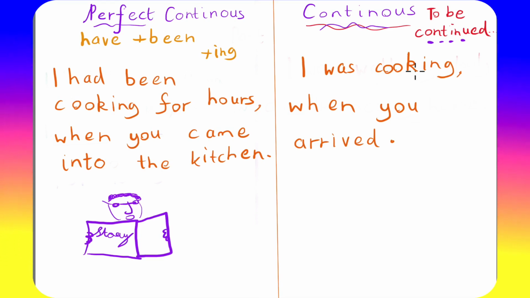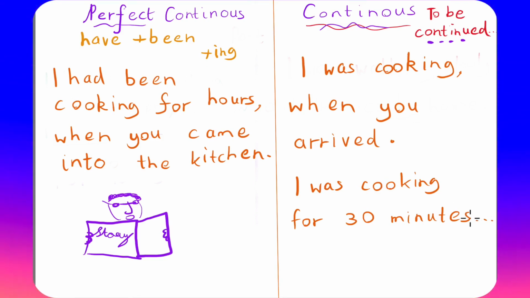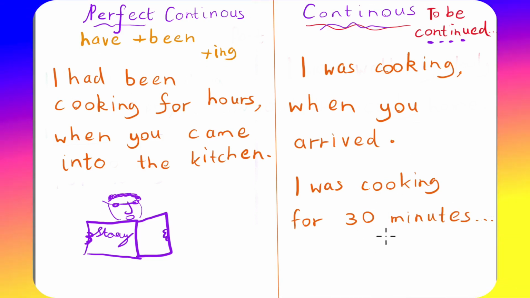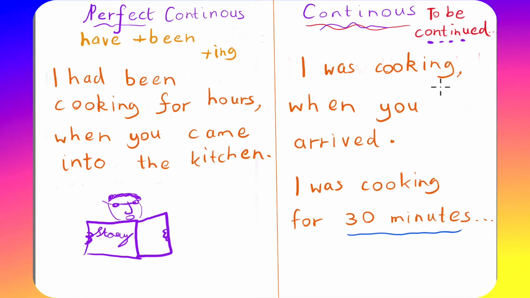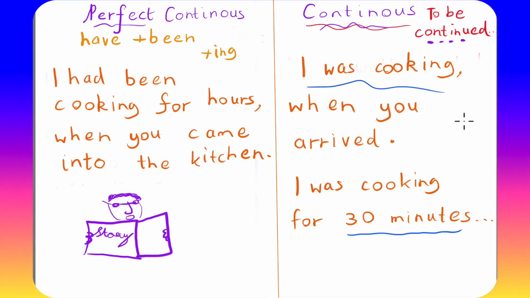If I was to be more specific about how long I was cooking in the continuous tense, I would say I was cooking for 30 minutes or something like that. Here, I have to be more specific. Whereas when it comes to the perfect continuous tense, I can play around and just say for hours. I can exaggerate. I can tell a story. I don't have to be specific because here I'm saying I was cooking for 30 minutes. I know exactly when it happened.